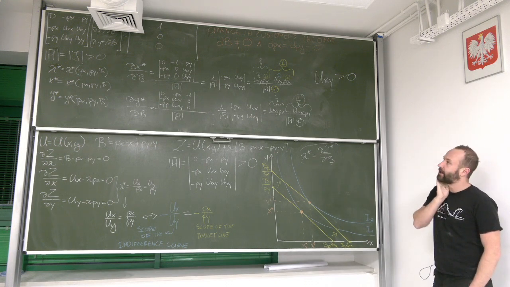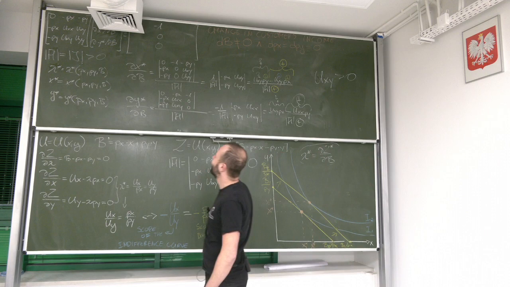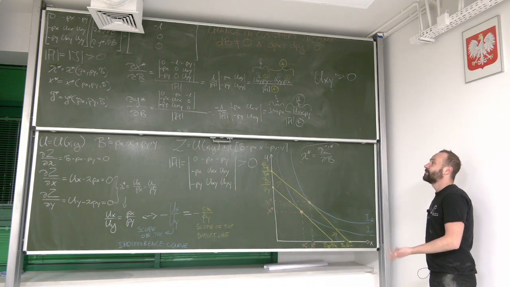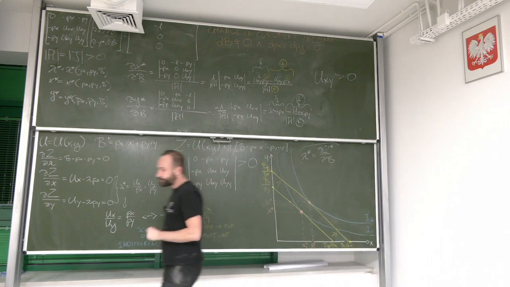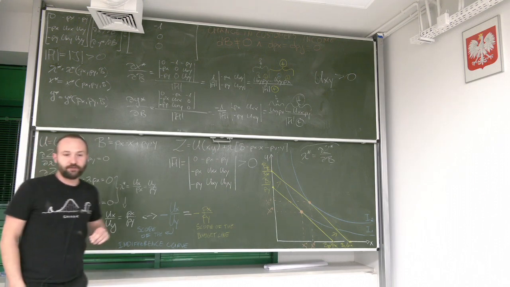In the next part, we're going to use the framework that we have used to analyze budget, but this time we're going to examine what are the consequences of changes in prices of one of the two goods.